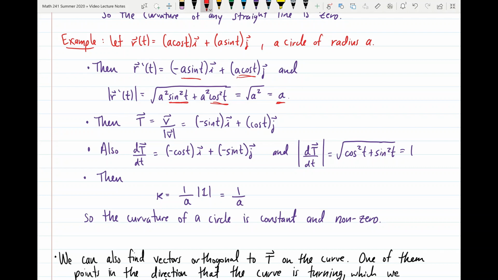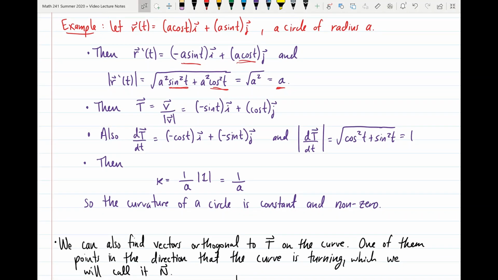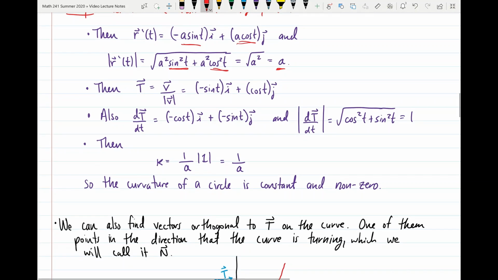And then by definition, the unit tangent vector will be equal to v divided by the magnitude of v, which is equal to negative sine of t i plus cosine t j. Now we're going to take the derivative of the unit tangent vector with respect to t, and we find that that's equal to negative cosine of t i plus negative sine t j. And finally, the magnitude of dT/dt is going to be equal to the square root of cosine squared of t plus sine squared of t. And again, cosine squared of t plus sine squared of t is equal to 1.